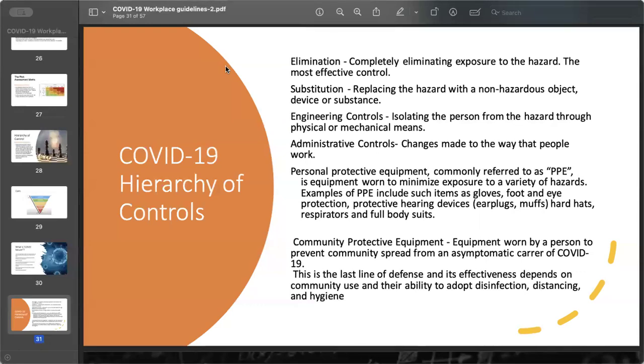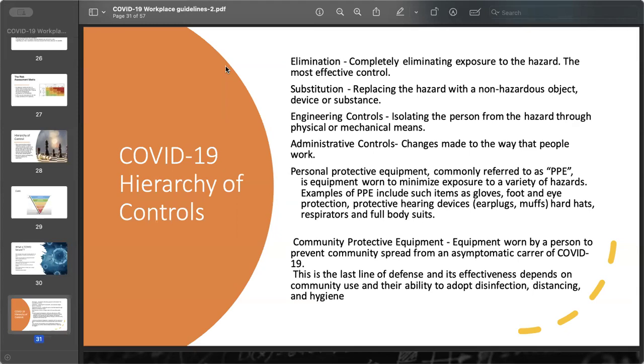COVID-19 hierarchy of control. Elimination: completely eliminating exposure to the hazard, the most effective control. Substitution: replacing the hazard with a non-hazardous object, device, or substance. Engineering control: isolating the person from the hazard through physical and mechanical means.